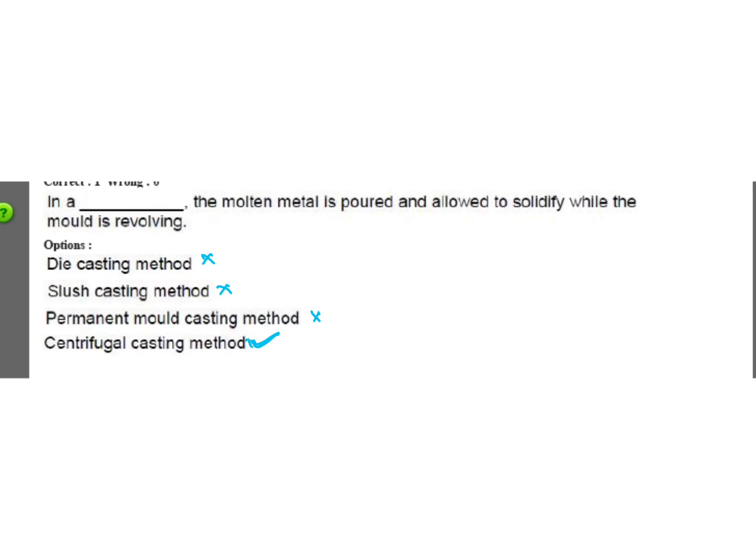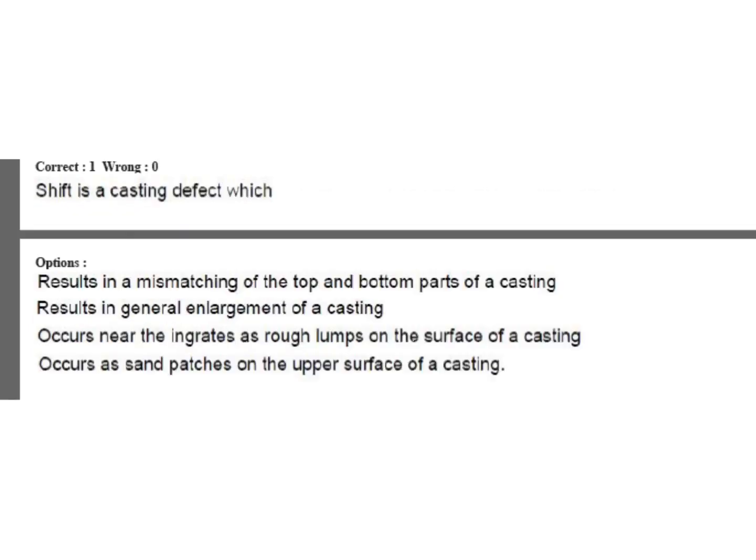Shift is a casting defect which results in a mismatching of top and bottom parts of a casting. This is the answer. The lead screw of a lathe, this is the lathe, forms which pair: sliding pair, rolling pair, screw pair, turning pair. It's a screw pair.